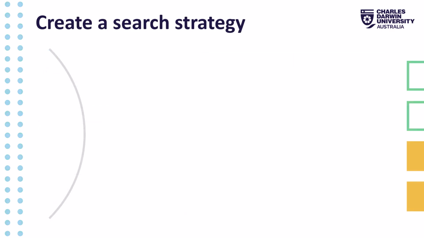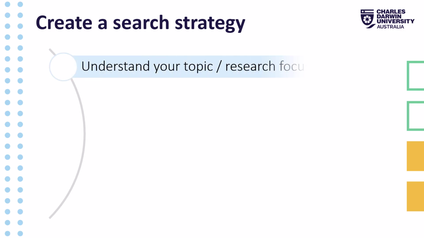Now, when it comes time to search, we want to have an idea in mind of what we want to find. Otherwise, it's really difficult to find good quality sources. So the first step is to understand your topic or your research focus. What are you actually looking for? What do you already know? And what do you need to know?